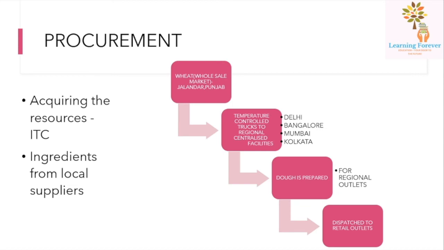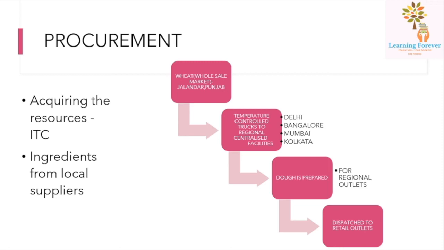Next, we move on to the procurement part. Basically, the company acquires all of its resources from the ITC brand. Their ingredients basically come from the local suppliers. If we break down the procurement process, the whole wheat which is used for making the dough is purchased from the wholesale market in Jalandhar in Punjab.